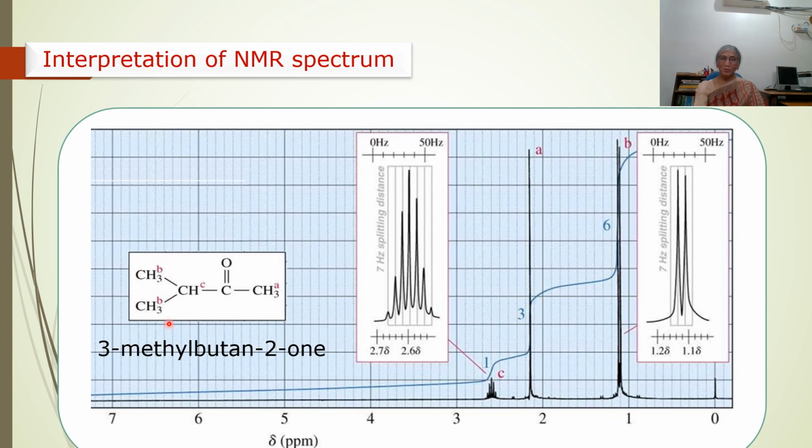The 6 equivalent protons give signal B, which is a doublet due to the spin-spin coupling with the methine proton. And the methine proton, which gives signal C, is a septet because its neighbor has 6 equivalent protons. So it is a septet. So it is clearly indicating the spin-spin coupling. So from this NMR spectrum, we can predict the number of neighboring protons and how the multiplicity will take place.